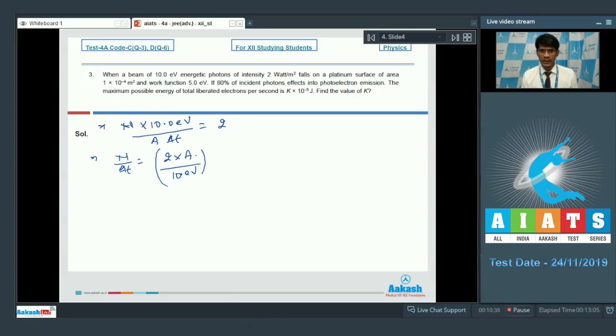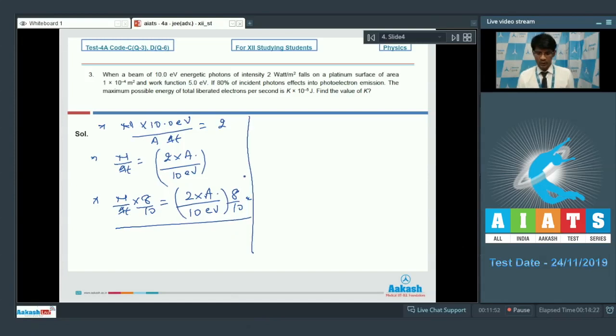It's been said that 80% of the incident photons affect into photoelectron emission. That means the total number of photons that will be emitted will be 80% of this number. So simply I would say N divided by delta T into 8 divided by 10. That means 2 into area divided by 10 electron volt into 8 divided by 10. This is the number of photons that will be emitted from the surface per second.